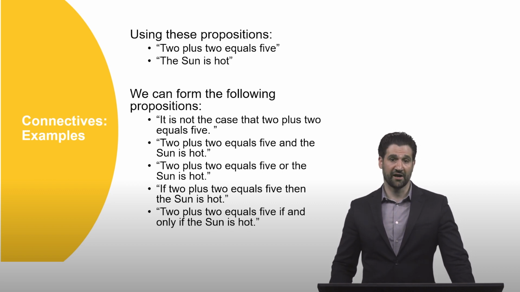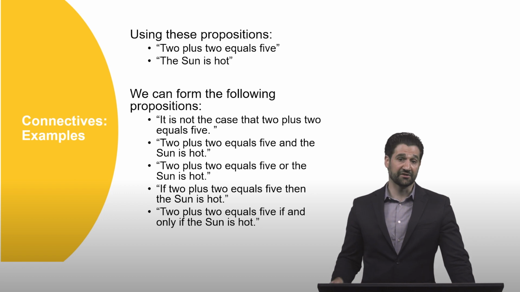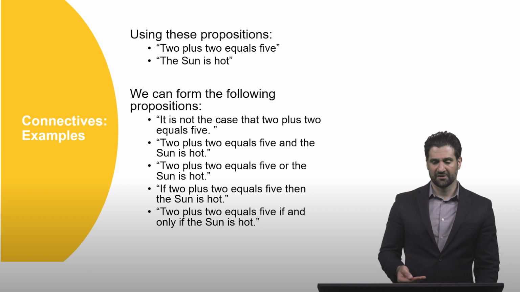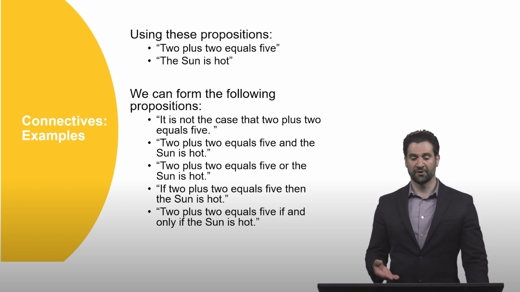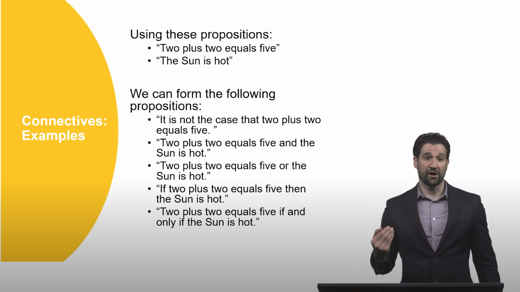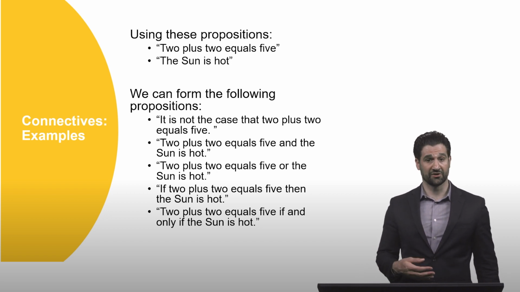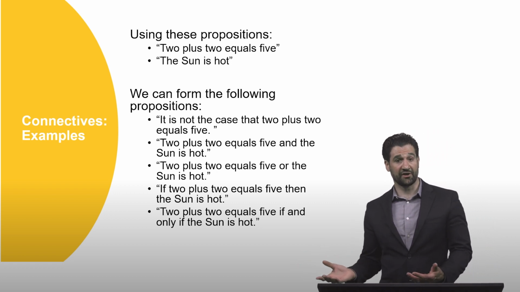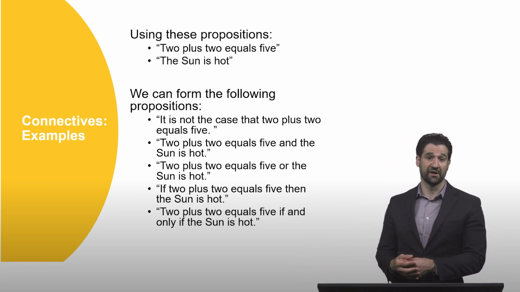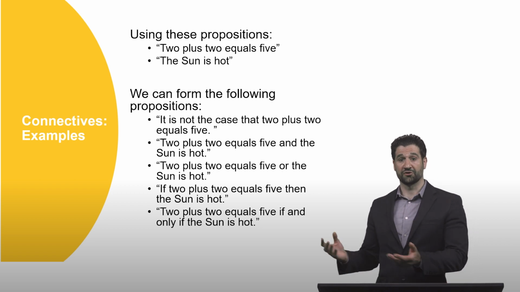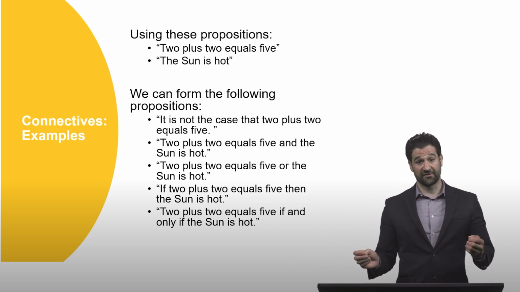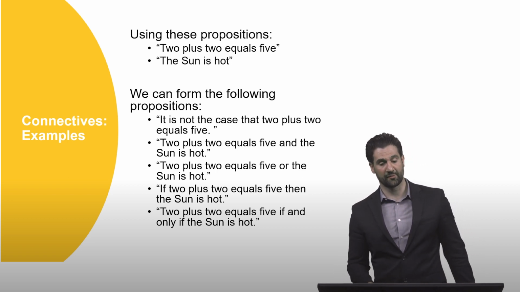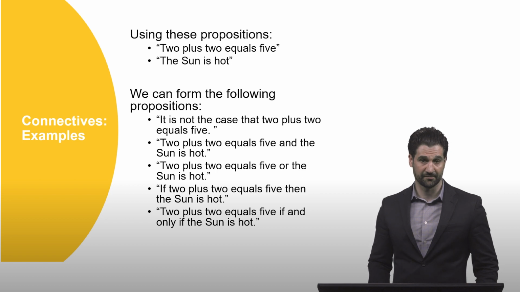2 plus 2 equals 5 if and only if the sun is hot, and this is an example of a biconditional. Now, while the statement above it is true, if 2 plus 2 equals 5, then the sun is hot, we also have to have the other direction being true for the biconditional to be true. And the other statement would be, if the sun is hot, then 2 plus 2 equals 5. So if the sun is hot is true, and 2 plus 2 equals 5 is false, that if-then statement, that implication, is false. So the entire biconditional at the bottom of the slide there is also false.